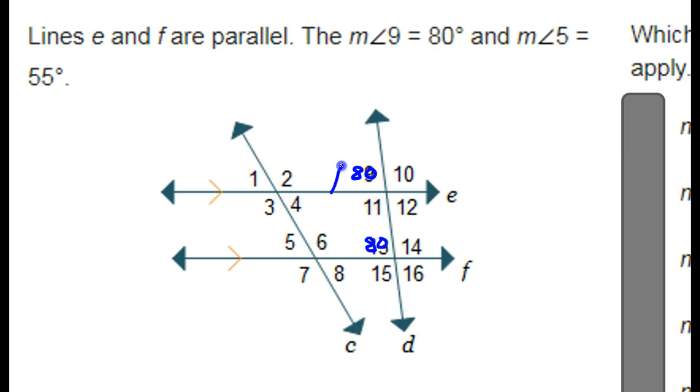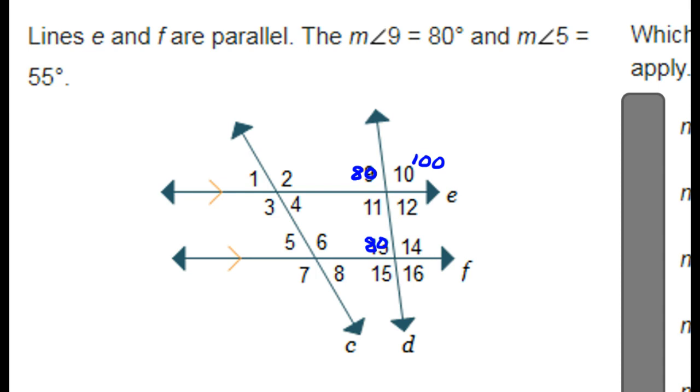Now, these two angles right here together make a straight line. Together they form a 180 degree angle. It's a straight line. So if angle 9 is 80, I know that angle 10 must be 100. All right, because again they have to add up to 180 degrees.